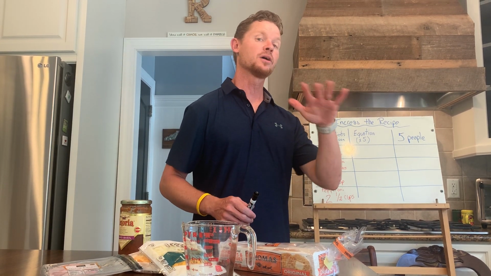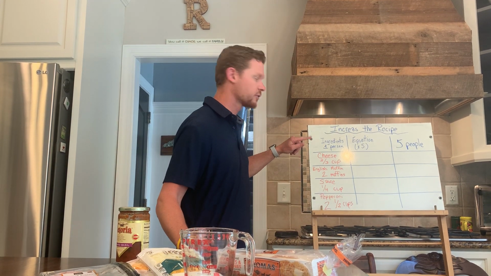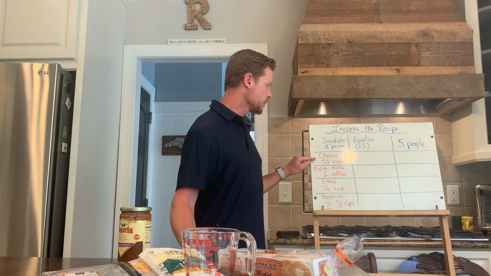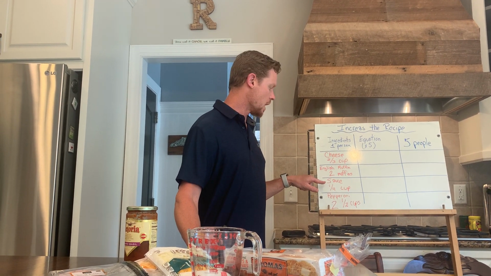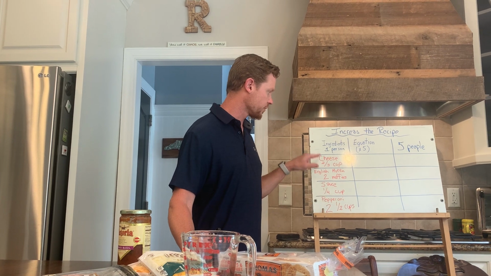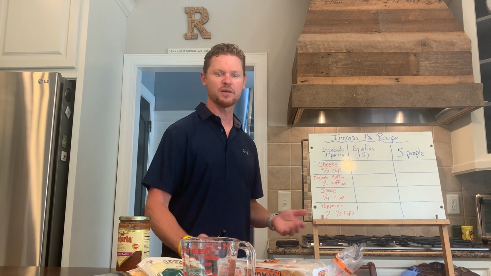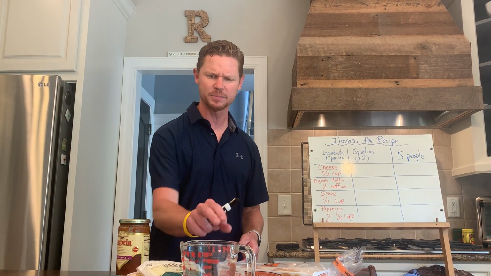Now, in cooking, multiplying a fraction times a whole number is all about increasing the recipe. So I have here my ingredients for one person. 2/3 a cup of cheese, 2 English muffins for each person. The sauce is gonna be 1/4 of a cup, and then pepperoni is 2.5 cups. Can you imagine that? 2.5 cups? It's a lot of pepperoni, guys, I'm not gonna lie.